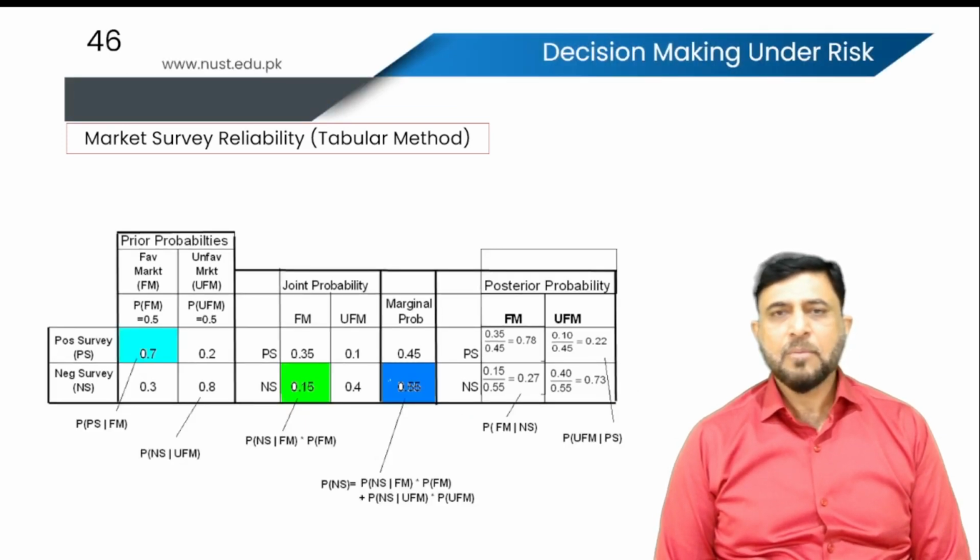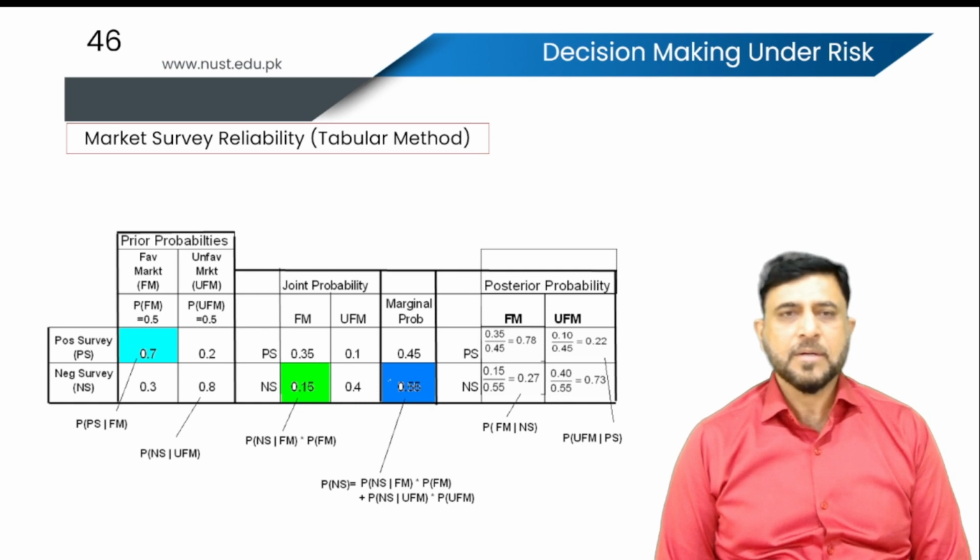So again the same problem, another one where we can see that the first table shows the probabilities. For example, 0.7 is the probability of positive survey when favorable market is there, and 0.8 is the probability of negative survey when unfavorable markets are there, and others can also be marked.